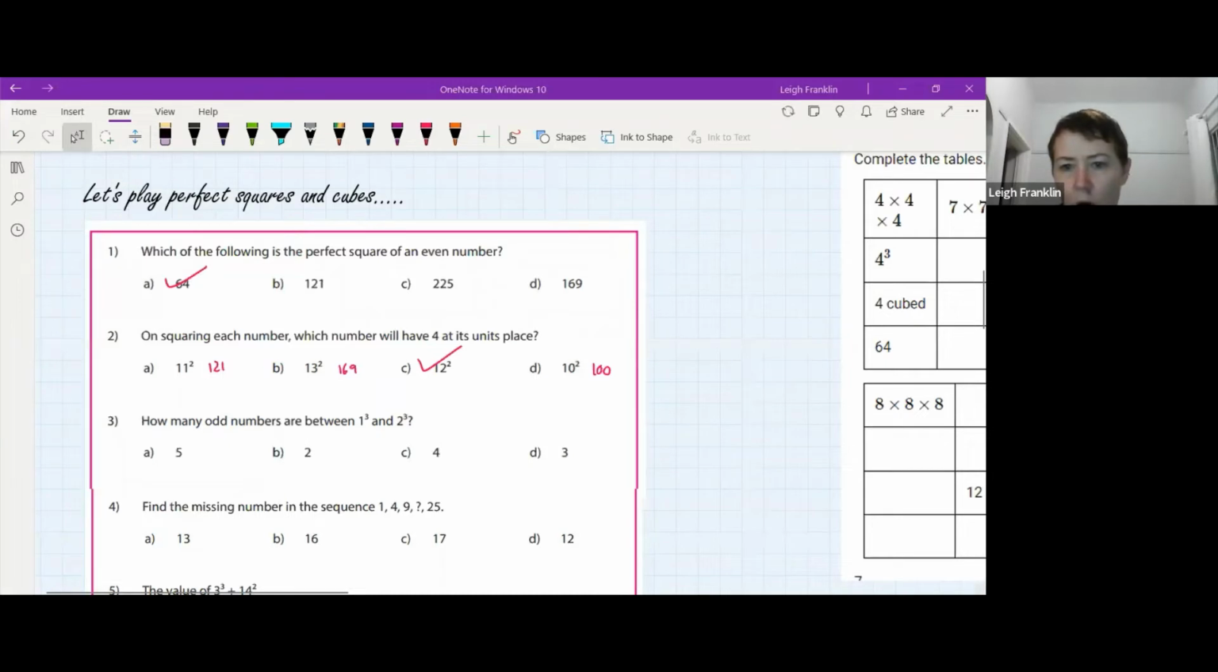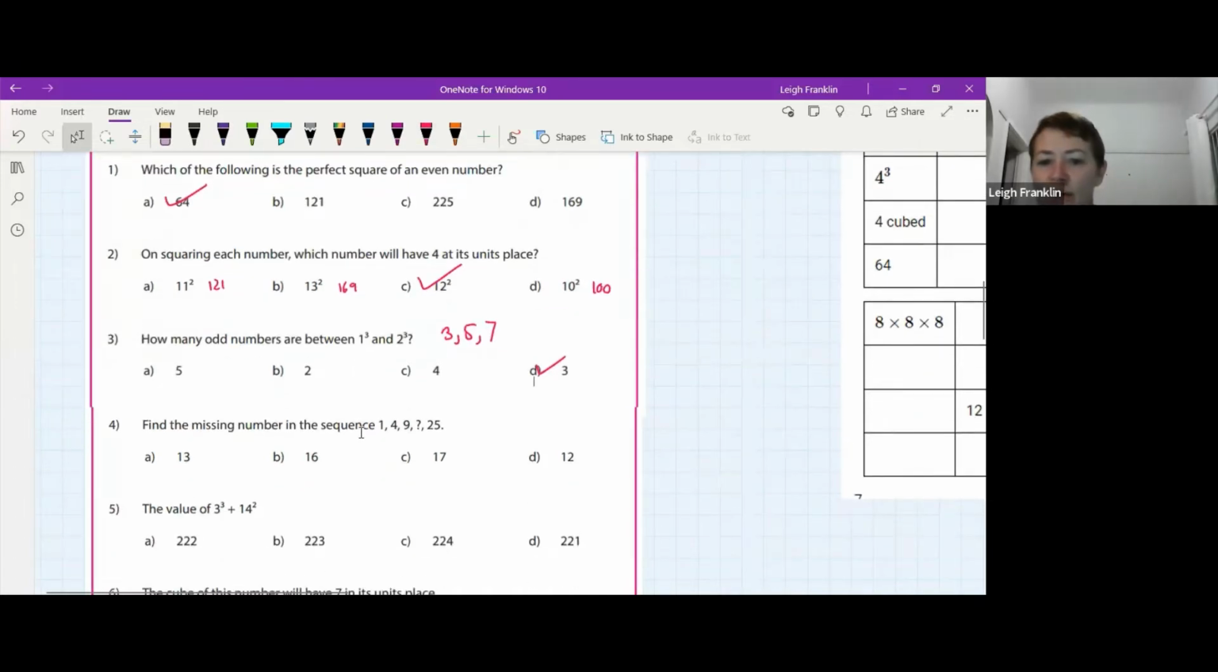Okay, Devin, tell us, how many numbers are there between 1 cubed and 2 cubed? 3. There are 3, absolutely. Do you know what those 3 numbers are, Devin? 3, 5, and 7. Good, well done. That's great. So 3, 5, and 7. So that's why D is the correct answer. Well done, Devin. That was lovely.